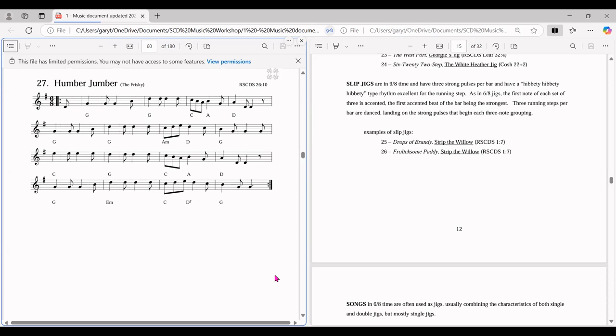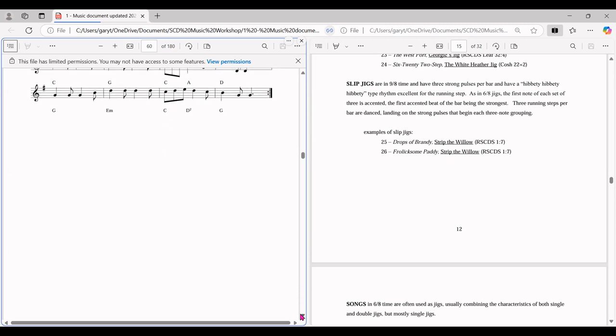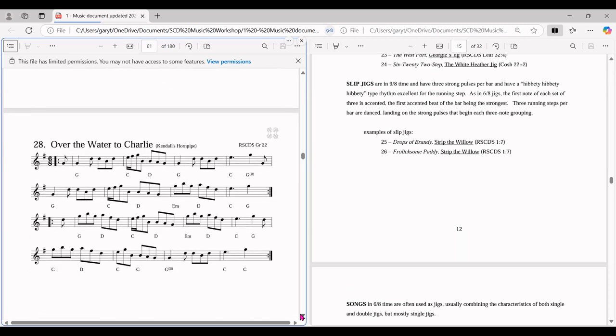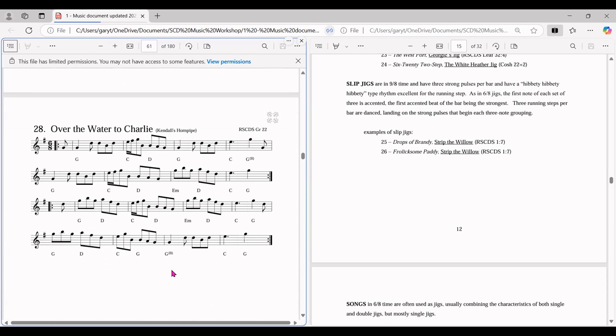So you can see that's also a single jig. It's not a single place you can categorize that. Number 28, the same. It is a double jig, and it also has extra notes in it. So it kind of falls into many categories, and it is a song. Number 28, ready, and.